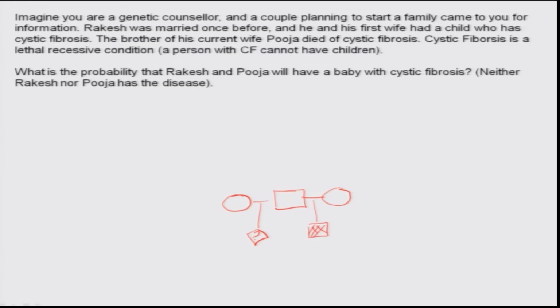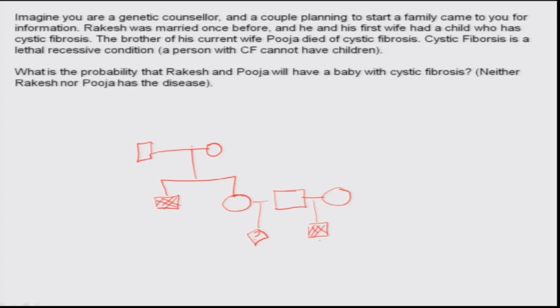So, what other information do you have? What we know is Pooja's brother passed away because of cystic fibrosis, right. So, this is the information you have, but nobody else is affected. Obviously, her parents, whom you have interviewed, are normal, let us assume that way. Now, how would you draw the genotype? Let us look in here.